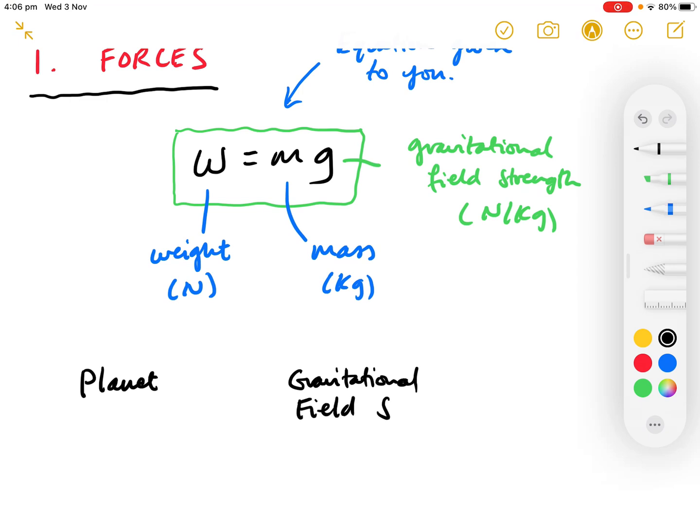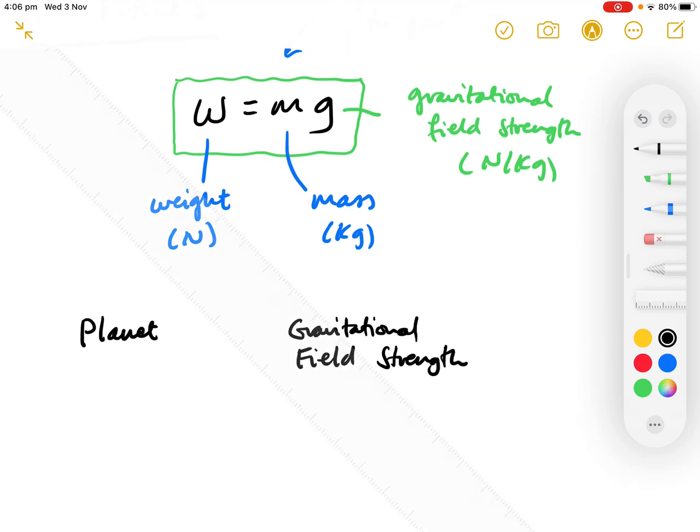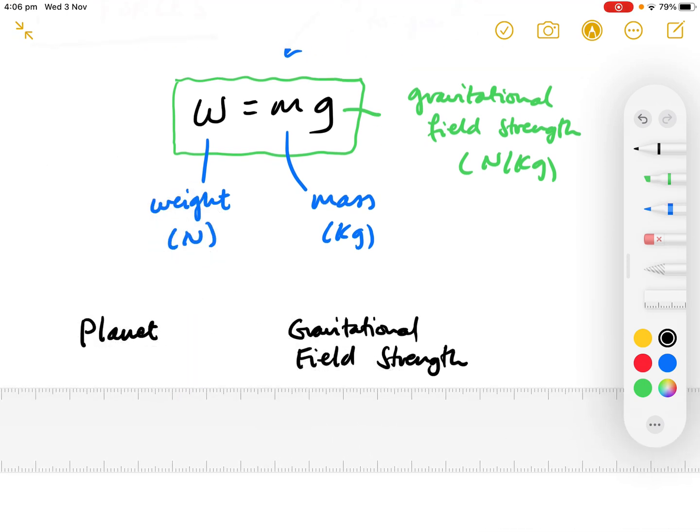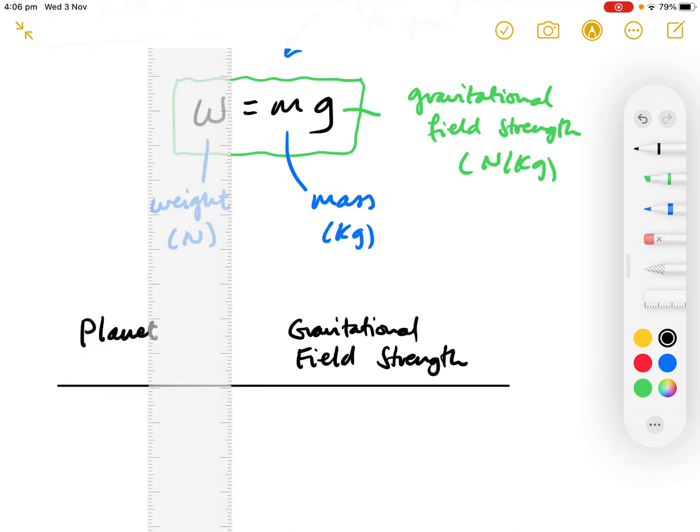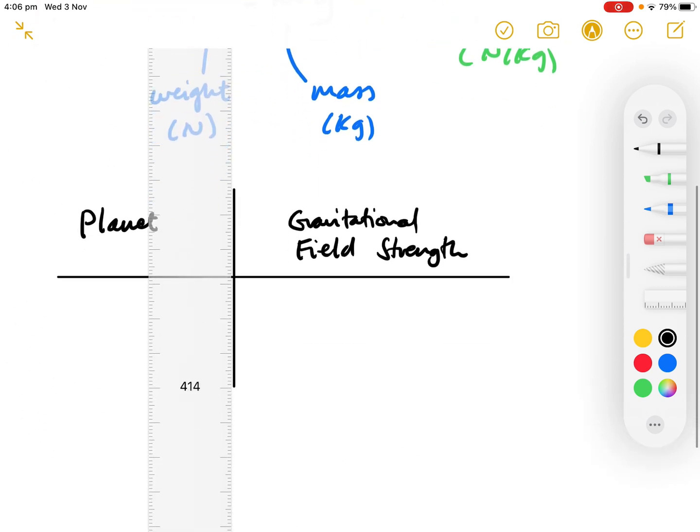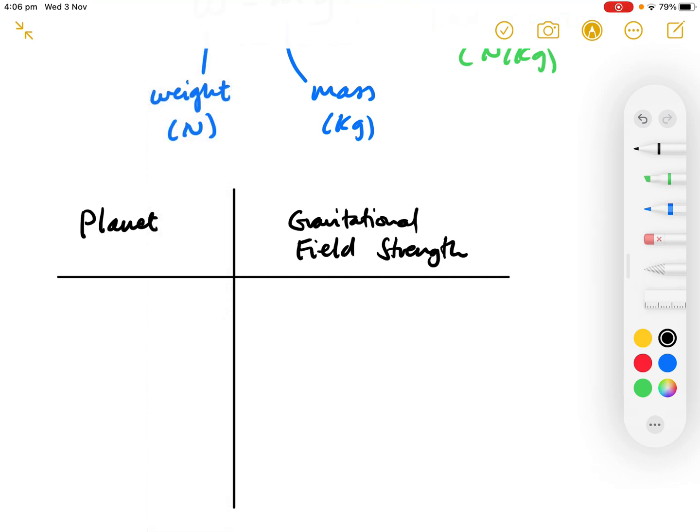So for example, let me show you a few here. I'll just make up a little table. And you'll always get a table like this in tests and exams. So for example, if you were on Earth, this is in newtons per kilogram, of course.